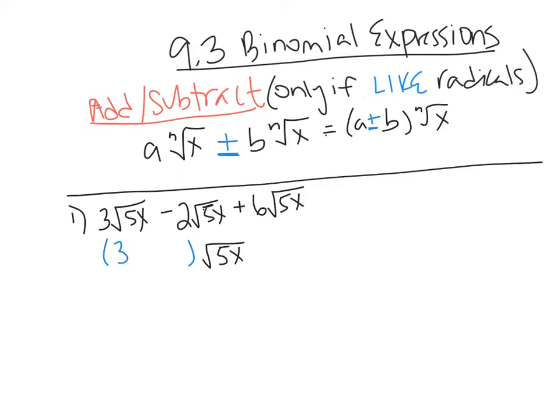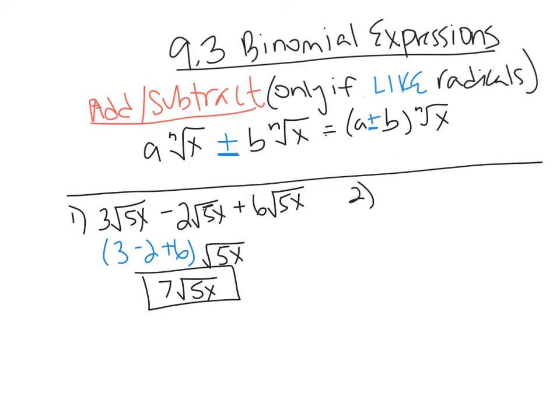So I got a 3 on the outside here. I have a minus 2, and I have a plus 6. So 3 minus 2 is 1. 1 plus 6 is 7. So I end up with 7 times the square root of 5x. And we're done.